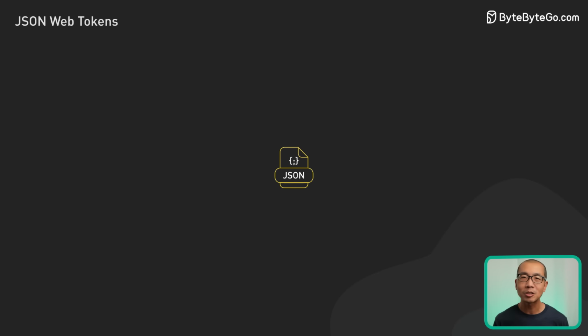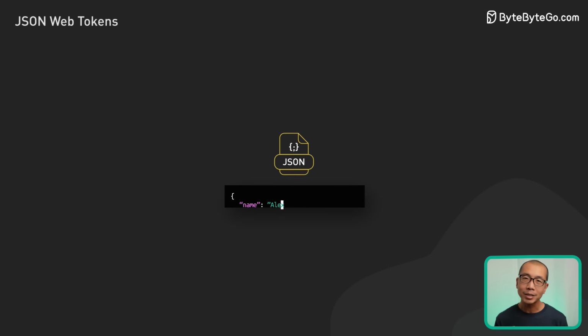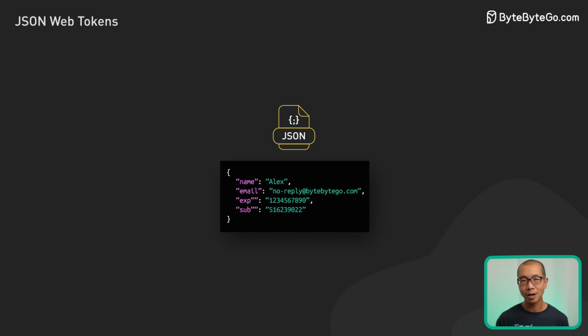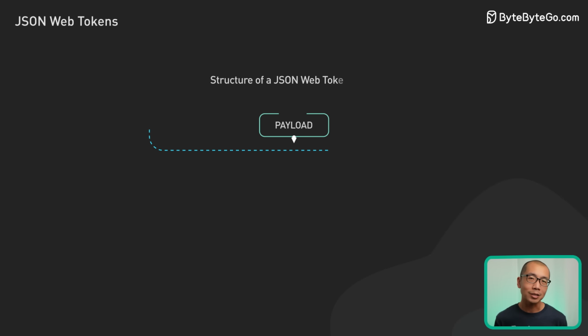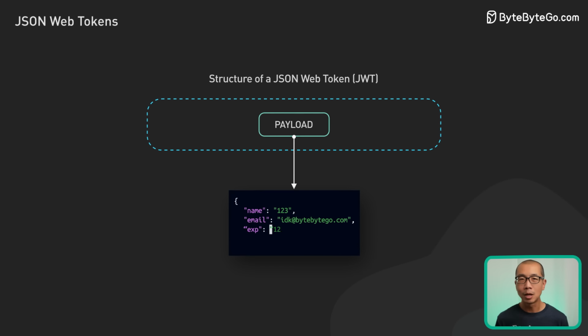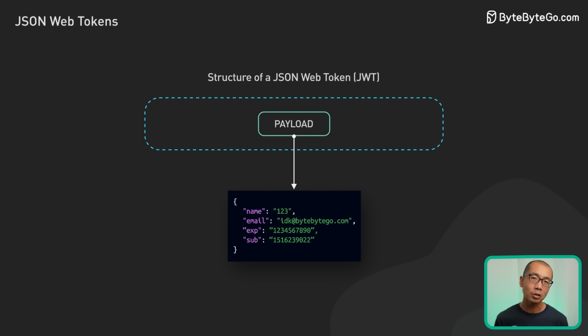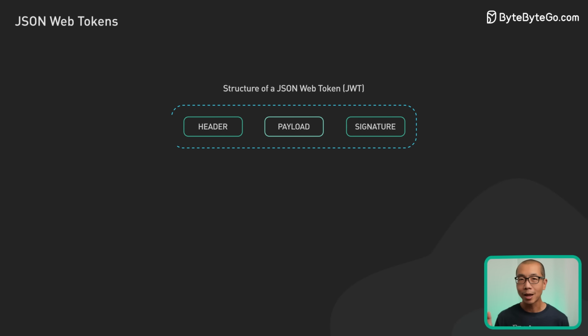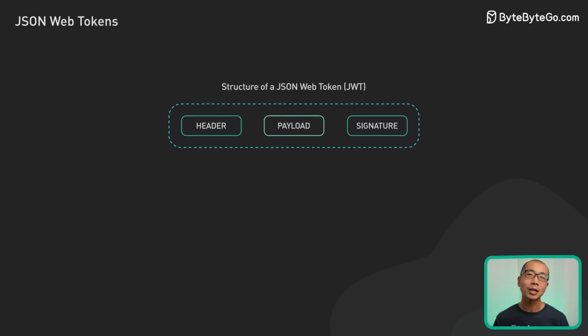First, let's talk about JSON itself. It's a lightweight data interchange format that's easy to read and write for humans and simple for machines to parse and generate. It's the backbone of JWTs because it represents its payload, which is where you store the data you want to transmit. Now, JWTs have a structure of three parts: the header, the payload, and the signature.